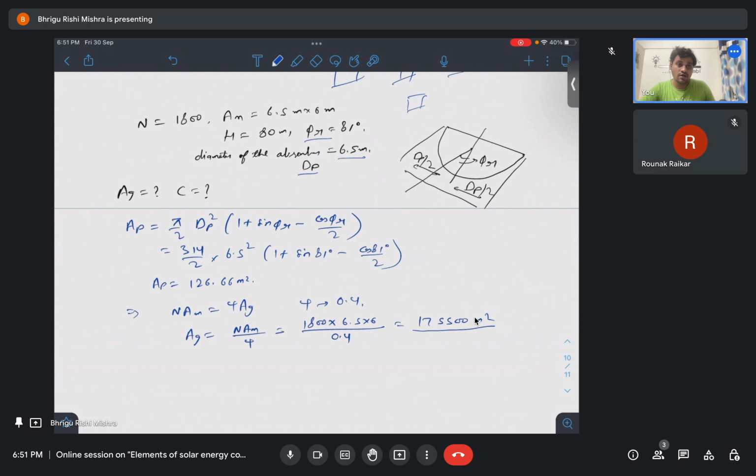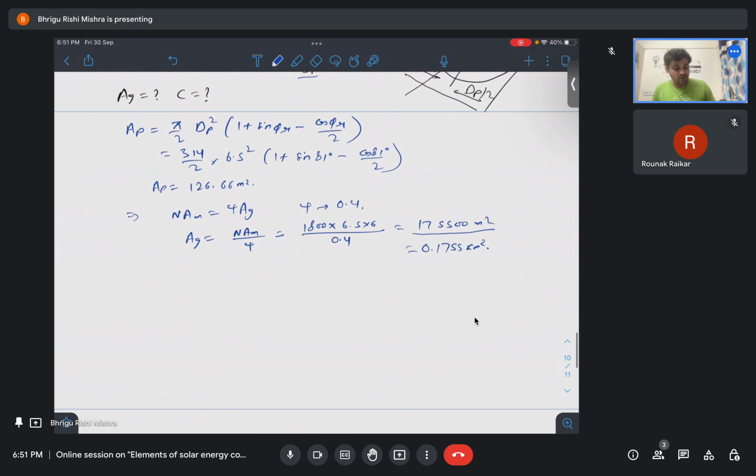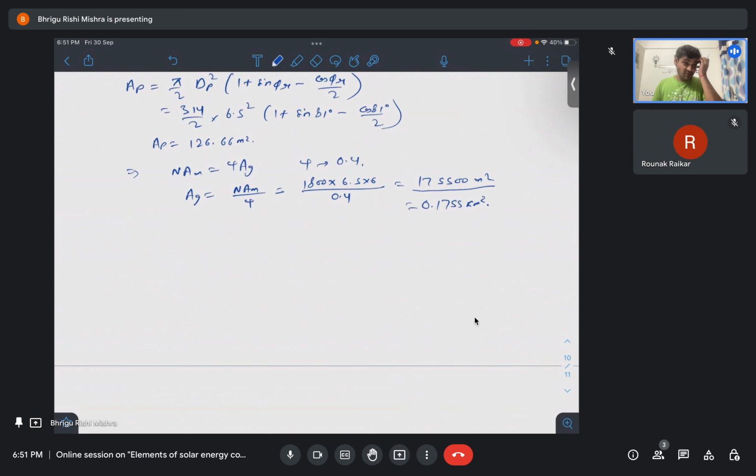This is a very huge space, and if we convert it into kilometer, it is 1.1755 kilometer square. So this is a lot of area. That is why we need to optimize the position of the heliostats in order to maximize the efficiency as well as minimize this AG. That is why there is a lot of research going on in the optimization of the heliostat field.